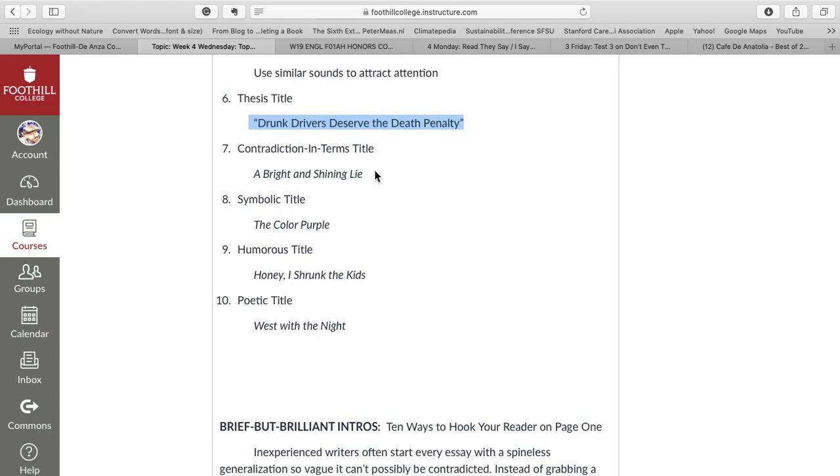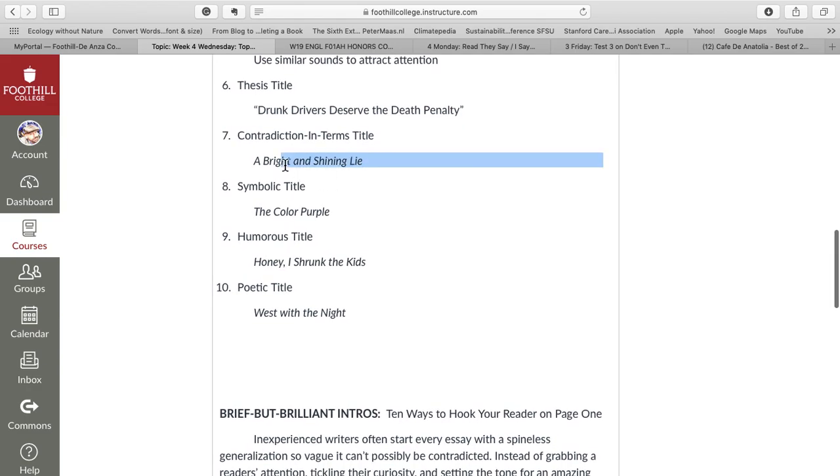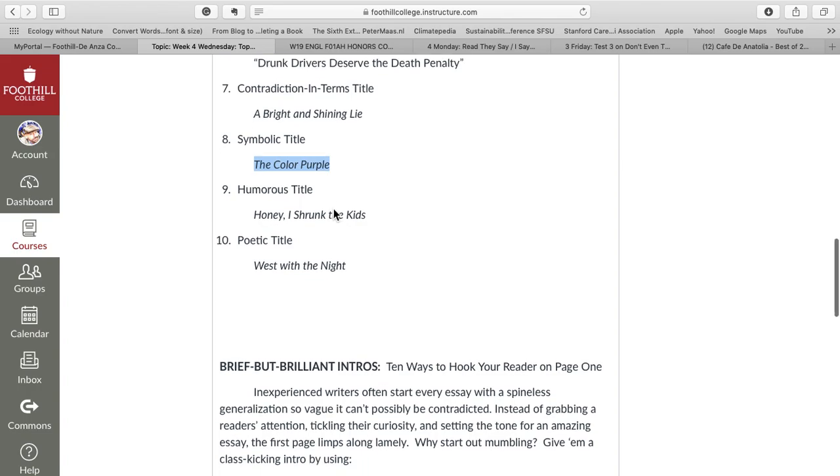Contradiction in terms title is one of my favorites. This is kind of the lemonade method. You put the lemon and the sugar together. You put two words together that don't usually belong together. Famous book about the Vietnam War, A Bright and Shining Lie. Symbolic title, famous example, the wonderful 20th century novel, The Color Purple.